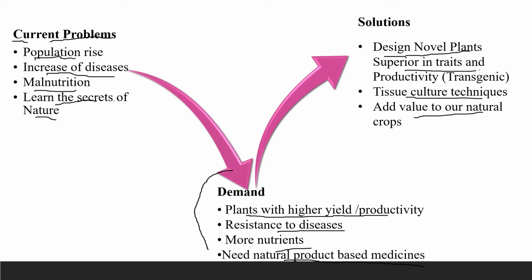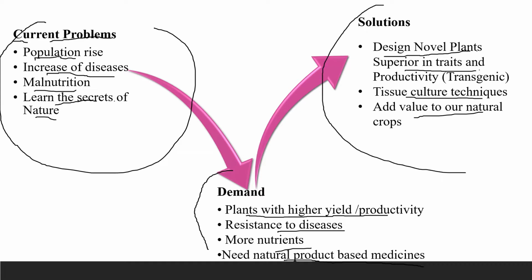So these are some of the demands that are getting higher day by day, due to which we are facing certain current problems, and some of the solutions that can be designed out of this are the designing of novel plants, tissue culture techniques, and adding value to our natural crops. We'll discuss one of the most important techniques that comes under biotechnology and acts as a massive solution for all of the problems that arise in our current world.